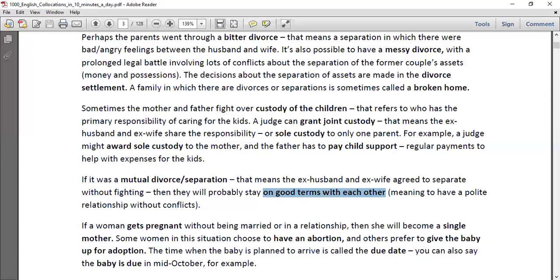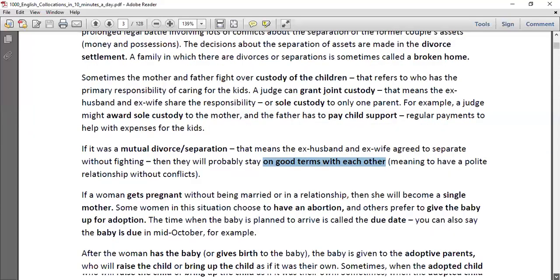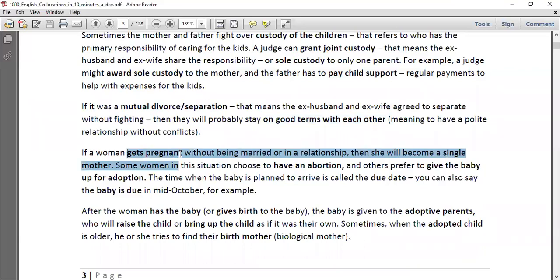If a woman gets pregnant, without being married or in a relationship, then she will become a single mother. Some women in this situation choose to have an abortion, to get rid of the baby, and others prefer to give the baby up for adoption. Adoption means to give it to some other parents to look after him or her.